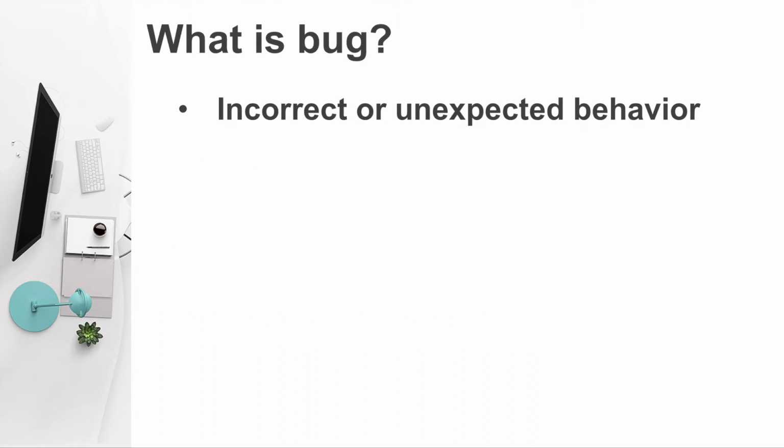Firstly, what is bug? Bug means an incorrect or unexpected behavior found in your application under test. For example, you have a website and expect users to be able to sign in with their username and password. However, when users go to your website and do login, they encounter a login failure.